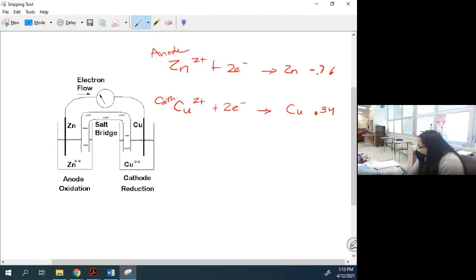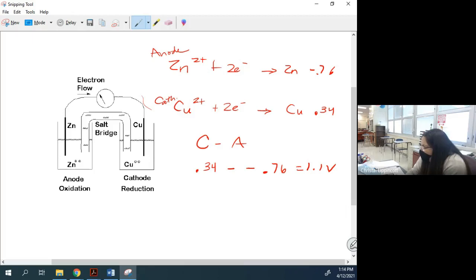If I want to figure out the voltage in this, I do cathode minus anode. So my cathode is 0.34. I'm going to minus a negative 0.76, and that'll give me my value. 0.34 minus negative 0.76, and I get 1.1 volts. Okay, so cathode minus anode.